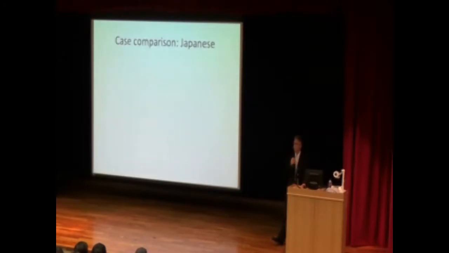So let's do a little case comparison with Japanese. The reason why I'm doing this is because Japanese created what's called a syllabary. It's not really an alphabet because it's symbols to represent syllables, especially for their own language. So it's perfect for their own language.